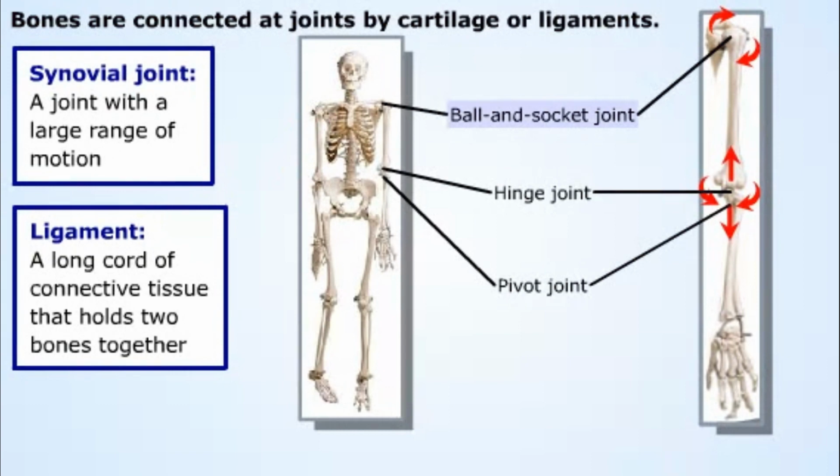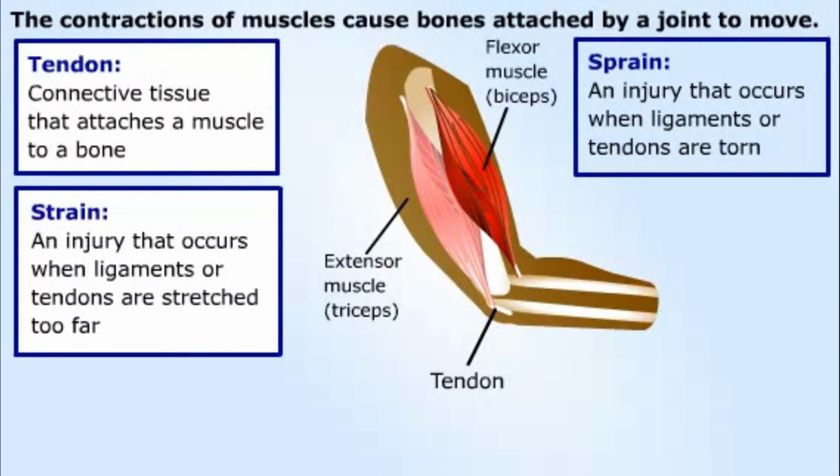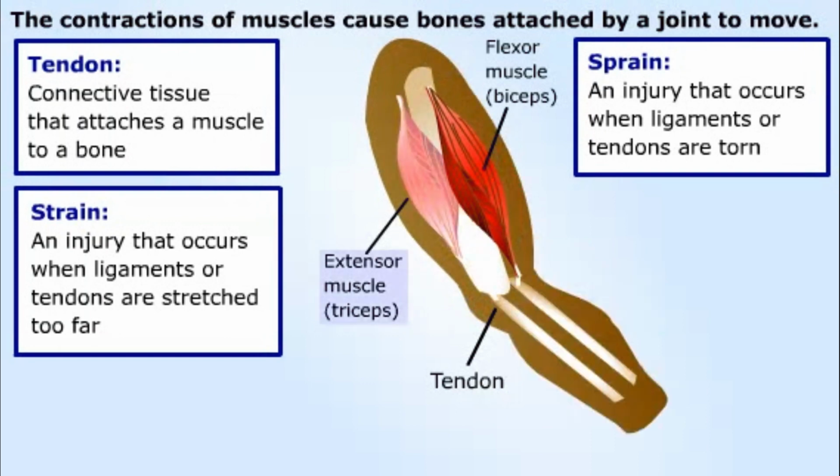There are 3 types of synovial joints. The ball and socket joints of the hips and shoulders enable us to rotate our arms and legs and move them in several planes. The hinge joint, at the elbow for instance, enables movement only in one plane. Movement of the bones at a joint is caused by the contractions of muscles. A muscle is attached to a bone by connective tissue called a tendon. If you stretch or twist a joint too far, the ligaments and tendons can stretch and cause a strain. If the ligaments or tendons tear, it is called a sprain.